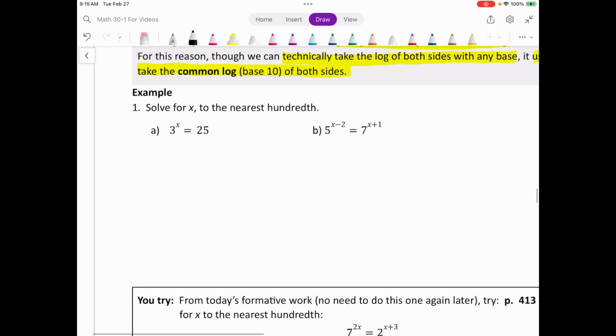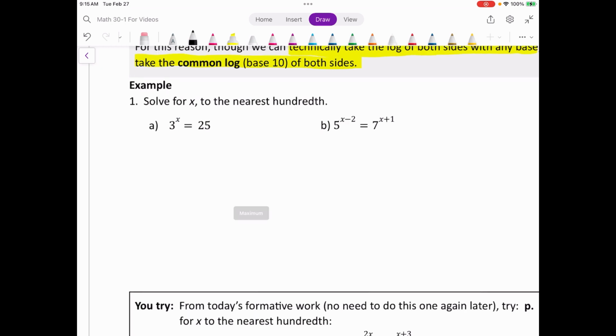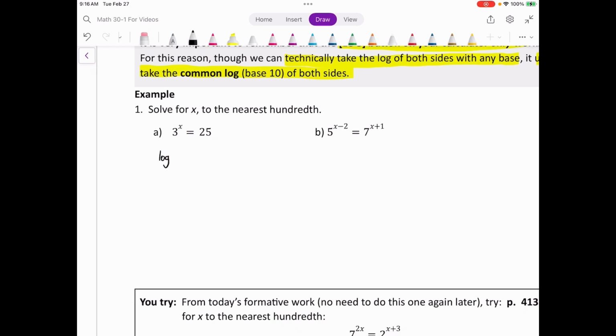So this is the power of logs, right? Before logarithms, we had no way to undo this exponentiation. Now we do, because logs are the inverse operation of exponentiation. They can undo this. So what I'm going to do is take the log of both sides. If x was being multiplied by 2, we'd divide both sides. x is being exponentiated, so we're going to take the log of both sides. I'm going to do log base 10 so that I can use my calculator. So I'm going to have log of 3 to the x equals log of 25.